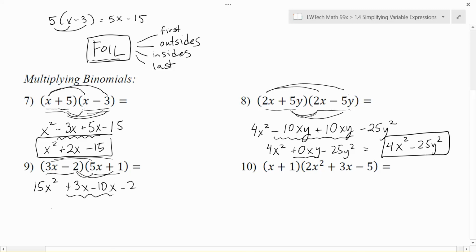I am left with some like terms in the middle. 3x minus 10x is a negative 7x. So I end up with 15x squared minus 7x and bring down the minus 2.